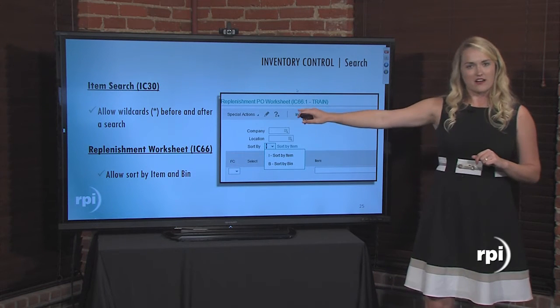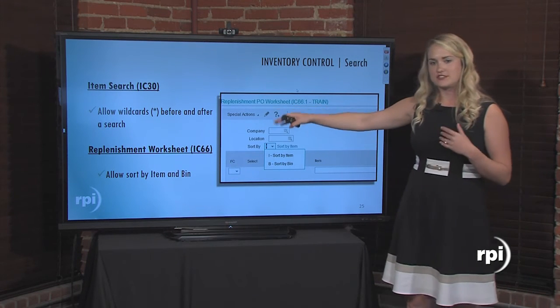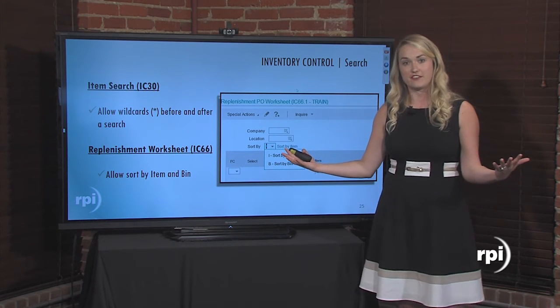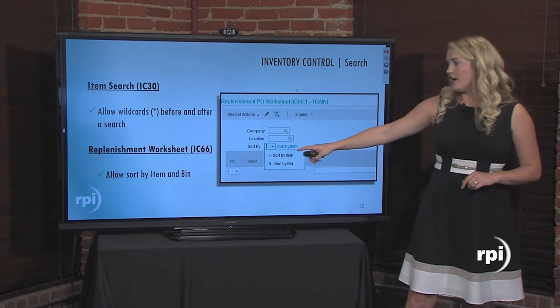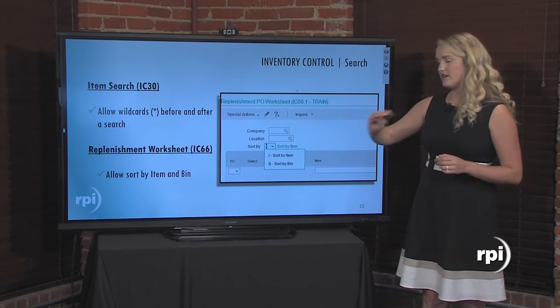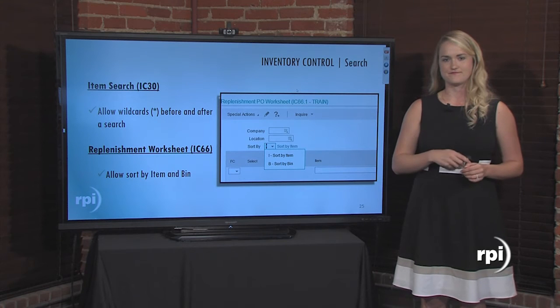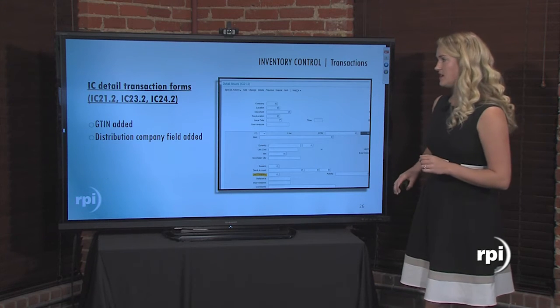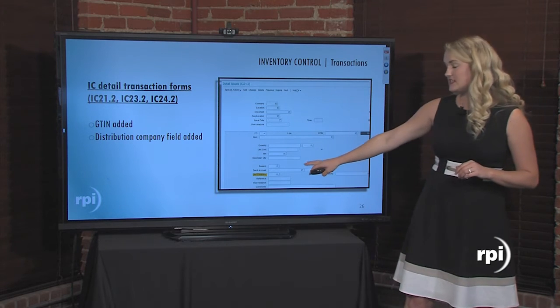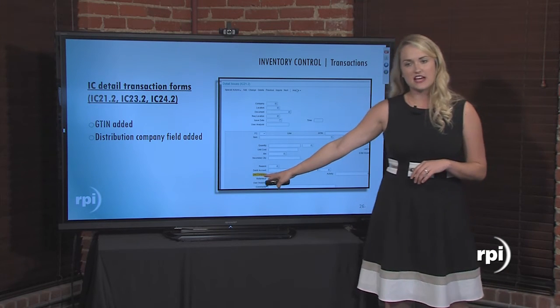IC30, we've got some wildcards that have been added, so before and after a search, you can put your little star in there and make sure that you find everything that you're looking for. Replenishment worksheet is IC66. It now sorts by item and bin. Here, IC transactions. You'll see distribution company field has been added.